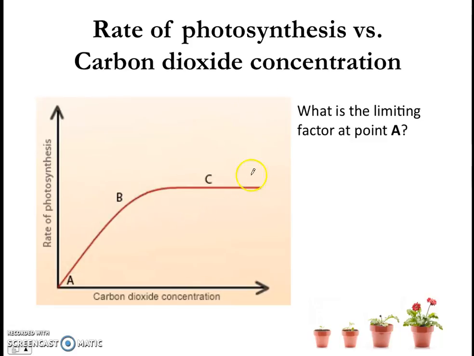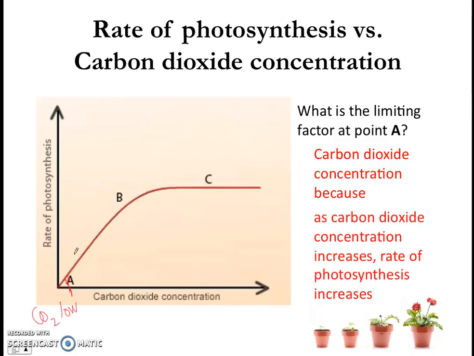Remember I said that this graph shows rate of photosynthesis versus carbon dioxide concentration. Take note, it is not light intensity. Okay, so one common question they'll ask you is, what is the limiting factor at this point here? At point A, notice that carbon dioxide concentration is very low, right? So what do you think is the limiting factor at this point? Well, the limiting factor at this point is carbon dioxide concentration.